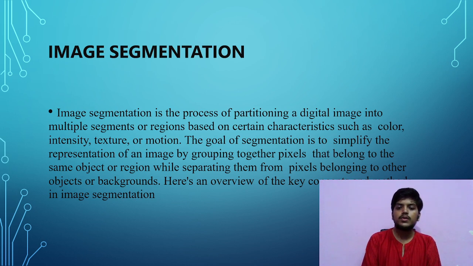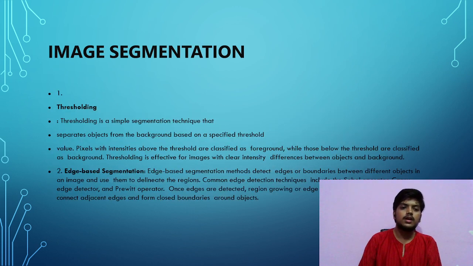Here is an overview of the key concepts and methods in image segmentation. Thresholding. Thresholding is a simple segmentation technique that separates objects from the background based on specific threshold values. Pixels with intensities above the threshold are classified as foreground, while those below the threshold are classified as background. Thresholding is effective for images with clear intensity differences between the objects and background.